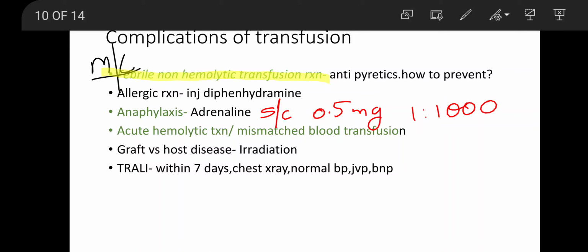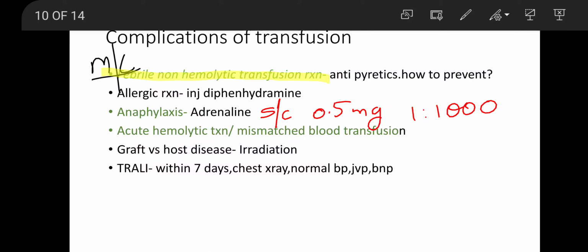Graft versus host disease means after a blood transfusion or if there is any stem cell transplantation also, this can occur. So this usually occurs between first degree relatives. For example, Ramu has got an RTA, severe blood loss, and he needs blood for transfusion. So his brother Somu came to hospital. Somu gave the blood. Now after 1 week, this Ramu came to hospital with fever, jaundice, diarrhea, pruritus and all.